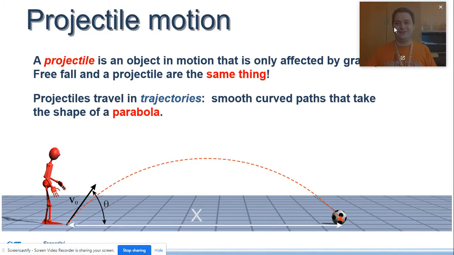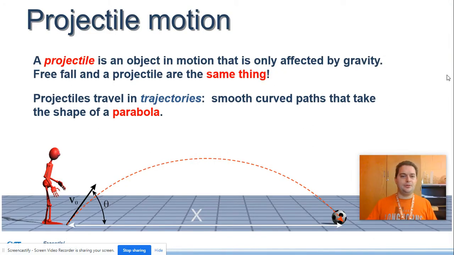A projectile, the definition of a projectile. A projectile is an object in motion that is only affected by gravity. Think for a minute. That was the definition of free fall, only being affected by gravity. Free fall and projectile motion are the same thing. And that's why we're going to go through this PowerPoint pretty quickly. There's only a few little differences as far as calculating.